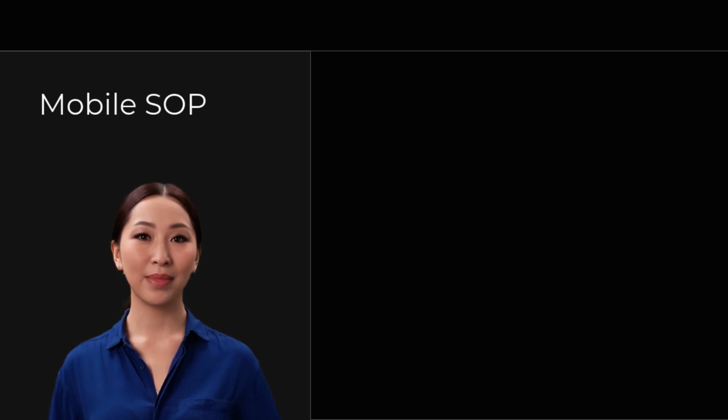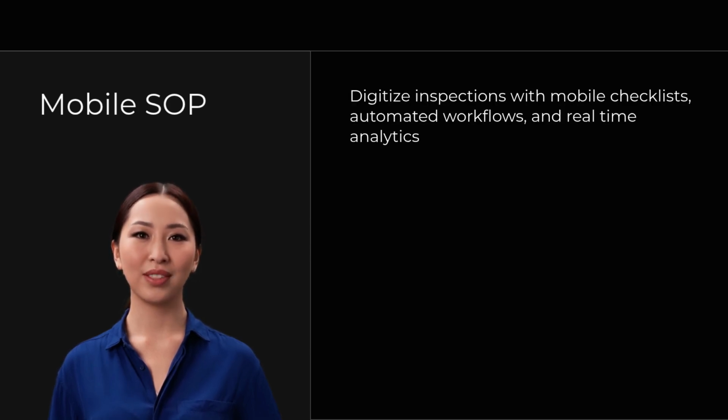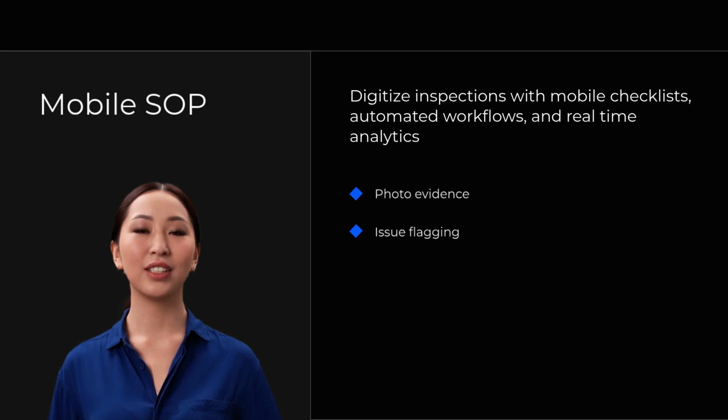eAuditor Audits and Inspections helps organizations digitize housekeeping SOPs through mobile checklists, automated workflows, and real-time analytics. Staff can complete inspections on mobile devices, add notes, capture photos, upload documents, and flag issues instantly. The platform also generates reports automatically and tracks completion rates, missed inspections, supply shortages, and staff performance trends.